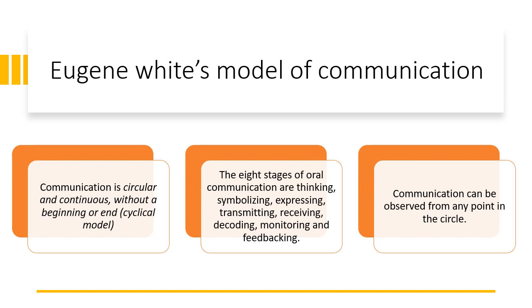In here, communication is circular and continuous without a beginning or end. That's why this model is called the cyclical model. There are 8 stages of oral communication in this model. These are thinking, symbolizing, expressing, transmitting, receiving, decoding, monitoring, and feedbacking. In Eugene White's model, communication can be observed from any point in the circle, meaning you could be a speaker that could start in expressing, you could start as receiving, or you could start from decoding. That's Eugene White's model of communication.